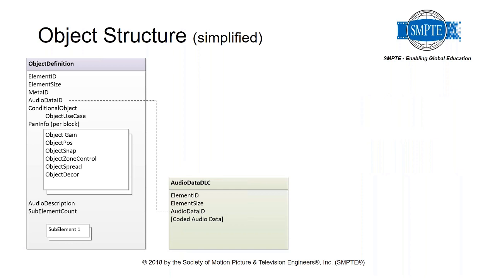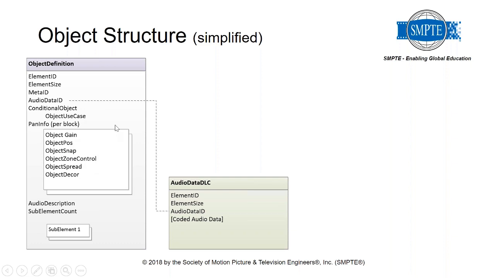Okay, moving on to objects. They're a little bit more complicated. These three parameters at the beginning you've seen before, along with audio data ID. Unlike beds, there's only one audio essence element associated with any given object. The direct relationship between the mono essence and the object. It can be conditional, so there's a parameter for that. And then we'll take a bit more look at this.